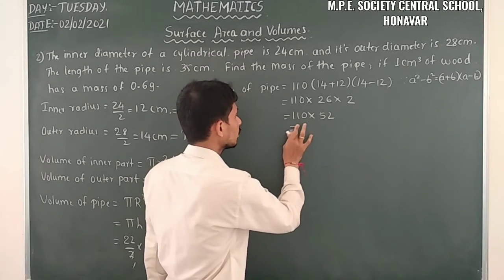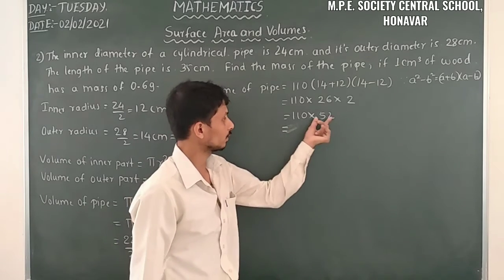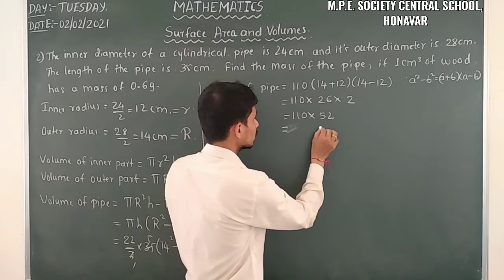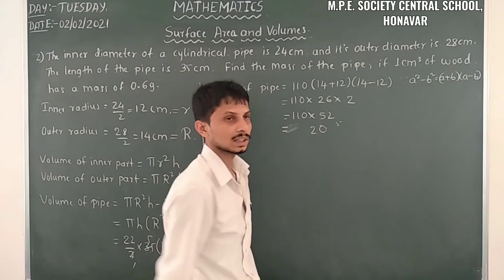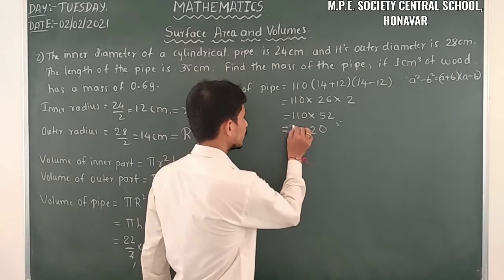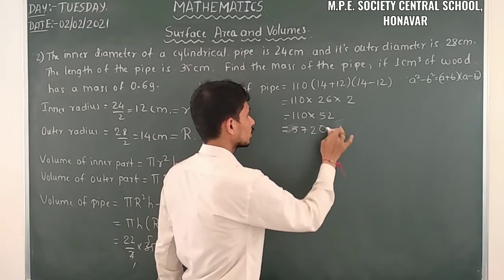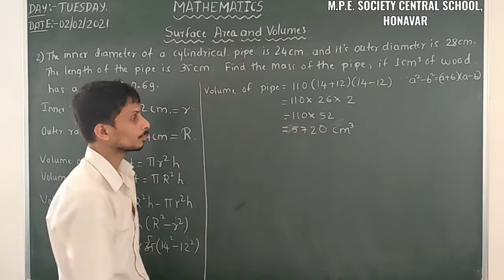Then we can easily multiply. So here 11 into 10 into 52 we can take, and we have to multiply. 52 into 0 and 52 into 1, 52. So 2 here, 5 here, and 52 into 1, 52 plus 5, 57. So 5720 centimeter cube is the volume of the pipe.